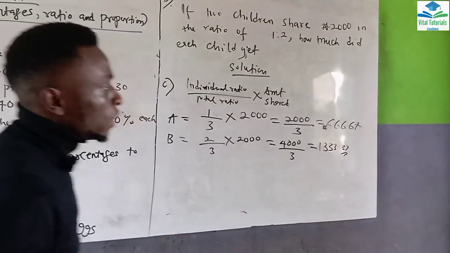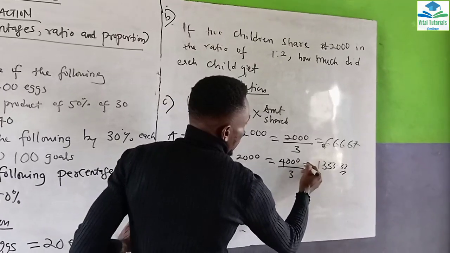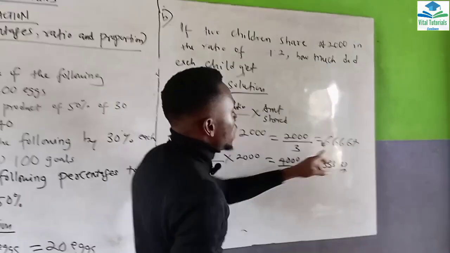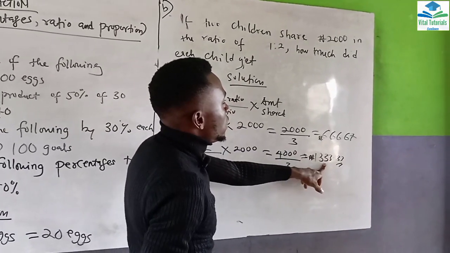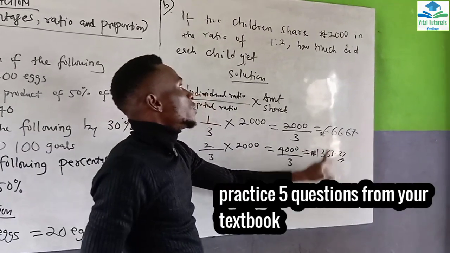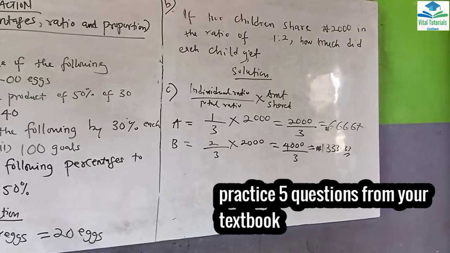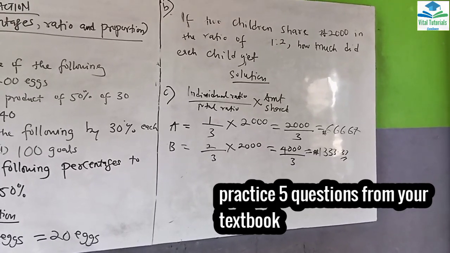So therefore, this is naira. This is the share of one child, and this is the share of the other child. If you add this plus this, it's going to give you approximately 2,000.